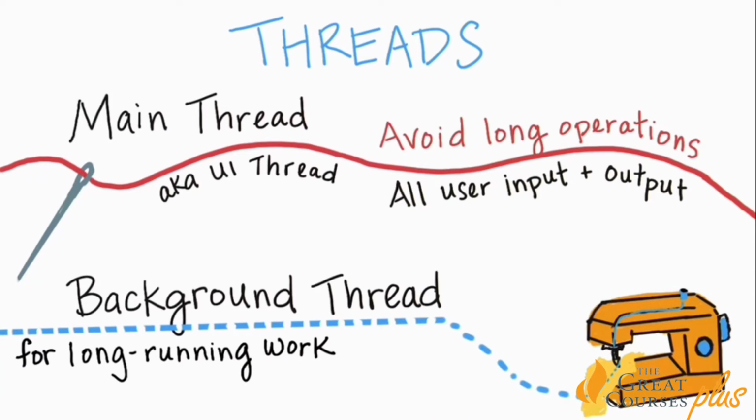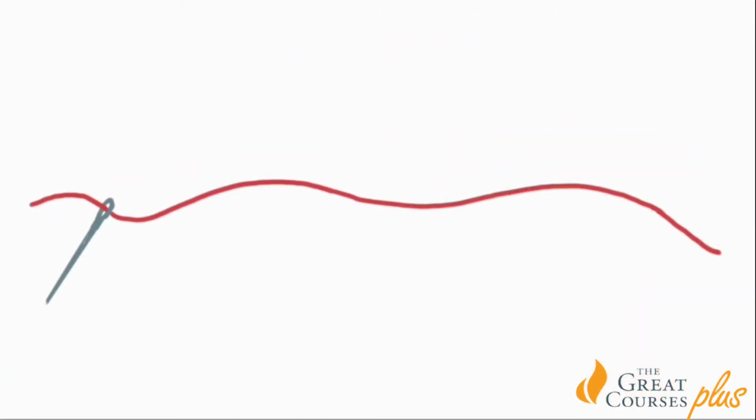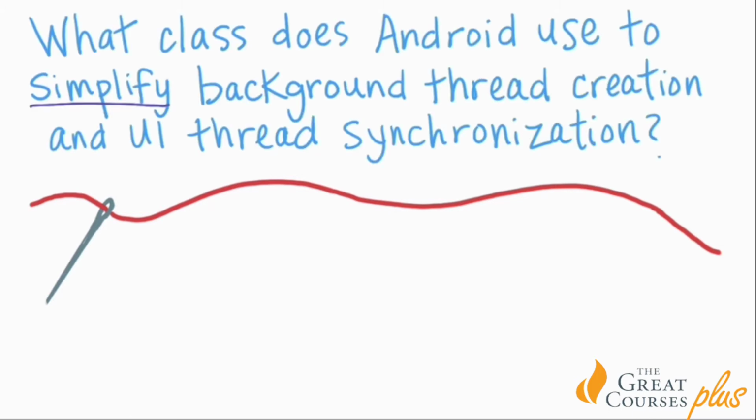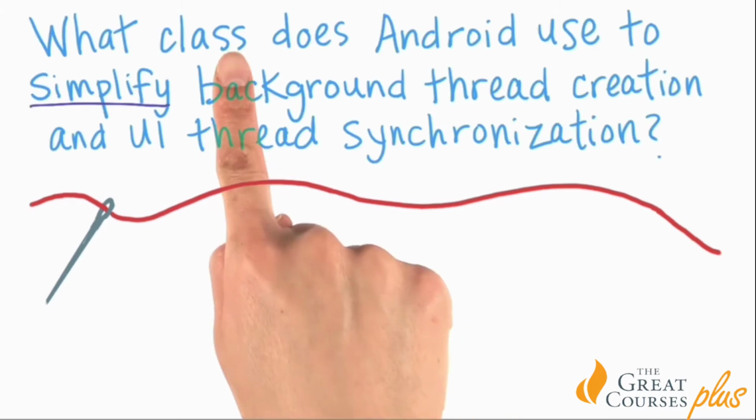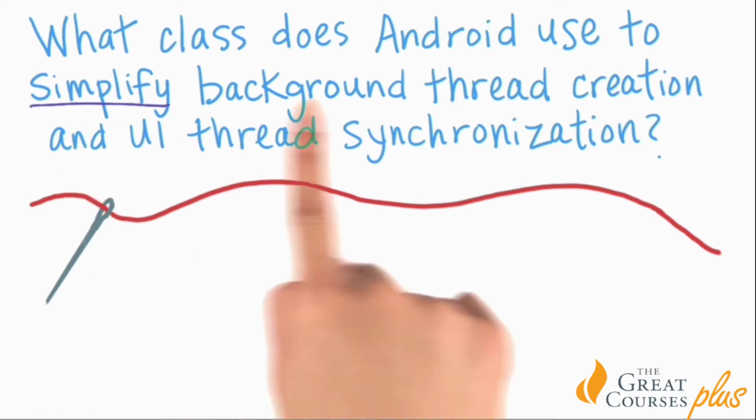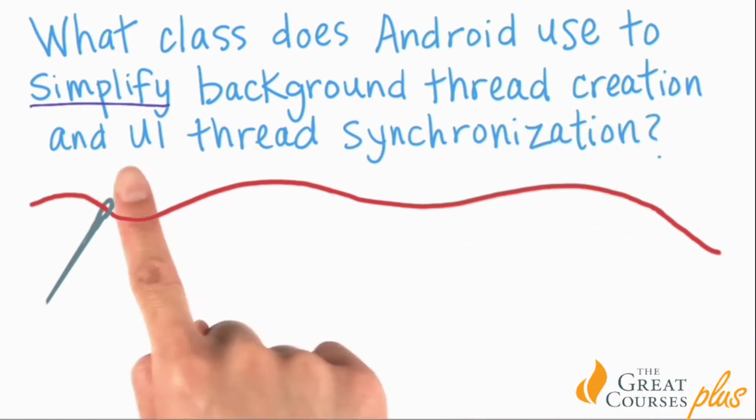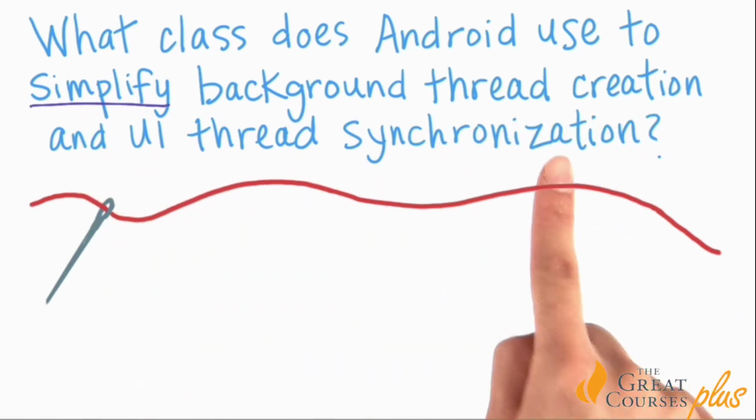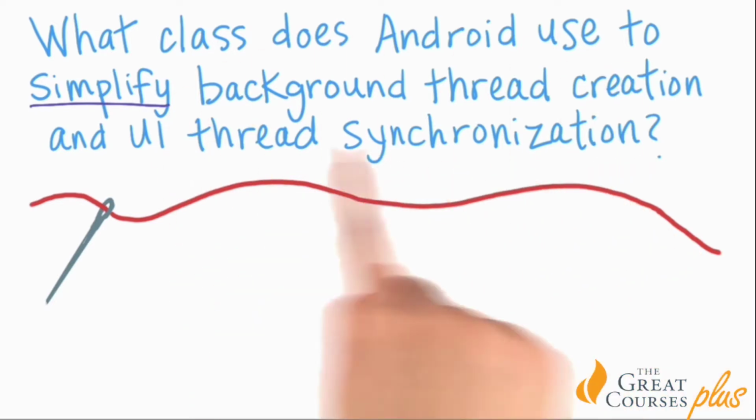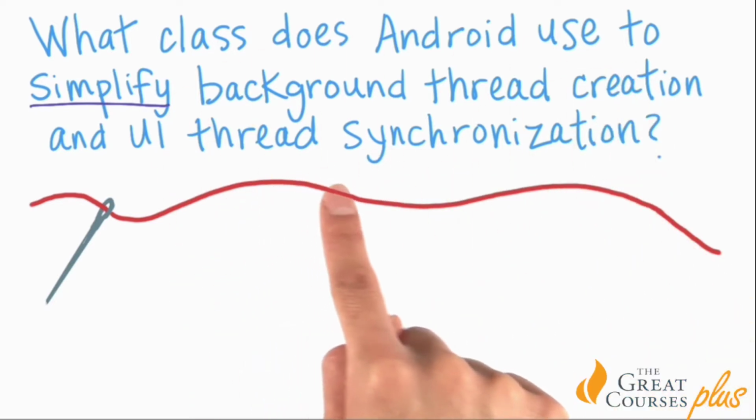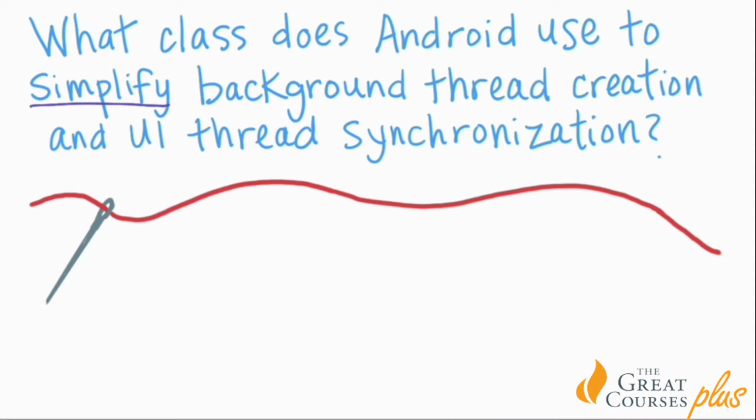Okay, so somehow we have to move the networking code off the main thread, but how are we going to do that? Well, there are several options, but let's look for the name of the Android class that simplifies background thread creation and UI thread synchronization, so that the result from the background work will come back onto the main thread, and then we can use it to update our UI.